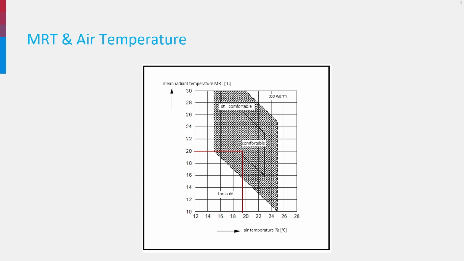On the x-axis, the air temperature, and on the y-axis, the MRT. This diagram shows that low air temperatures can be compensated by a high mean radiant temperature. For instance, if the MRT is 20 degrees, an air temperature of 19.5 is enough to ensure comfort. If the MRT drops to 17, the air temperature must then be raised to 22.